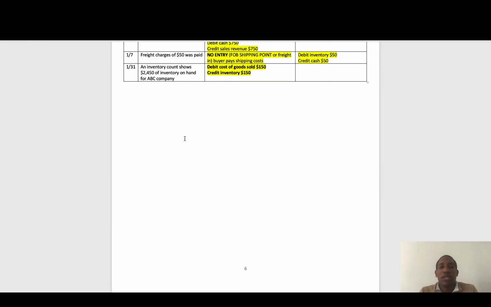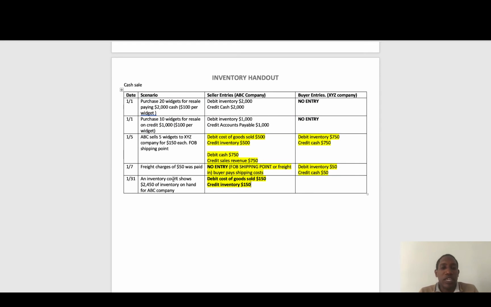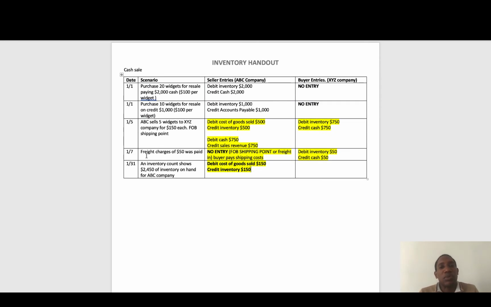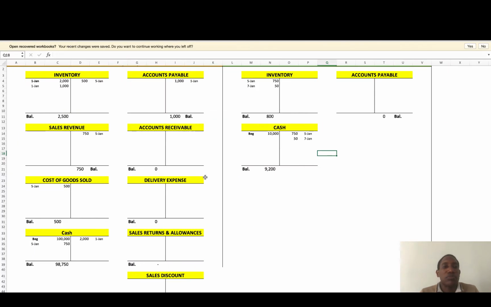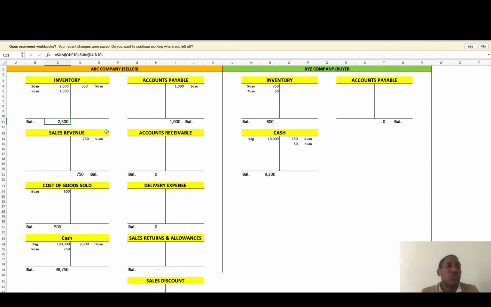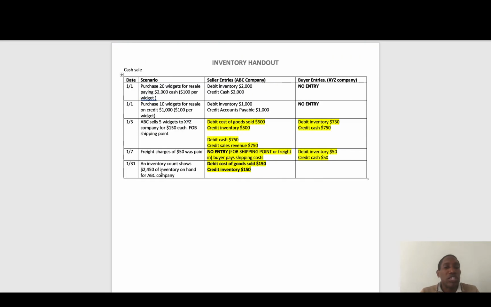All right, so let's pick up on the last example that we had. Let's just do the cash sale. We'll just pick up and add this last piece. On January 31st, an inventory count shows $2,450 for inventory on hand for ABC Company. So we're not going to do it for XYZ Company, we're going to do it for ABC Company. ABC Company's inventory now is $2,500. So our accounting system shows us $2,500 in inventory, but when we did the count, it was only $2,450. So that means there's $50 in inventory that we're missing.